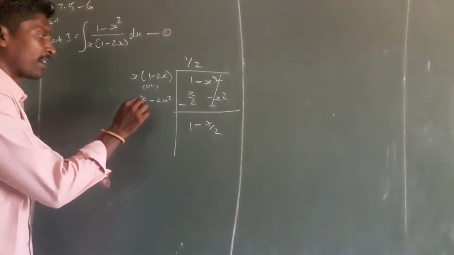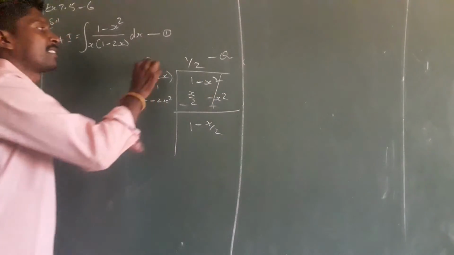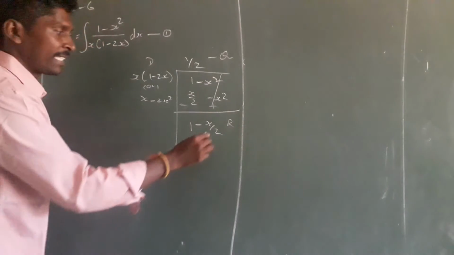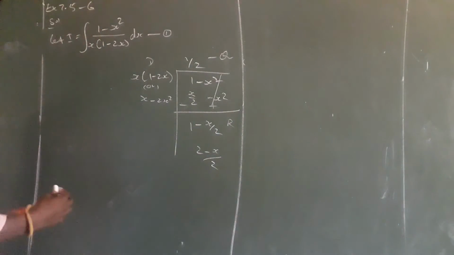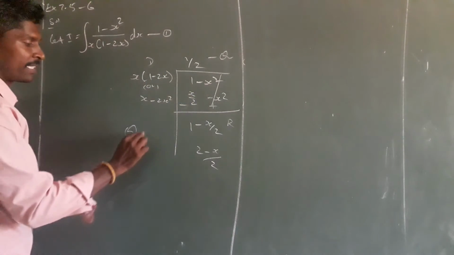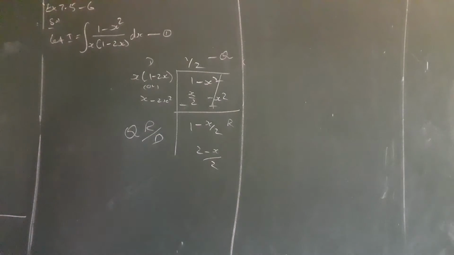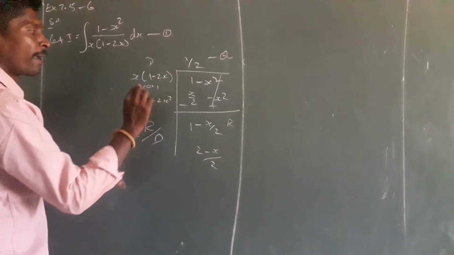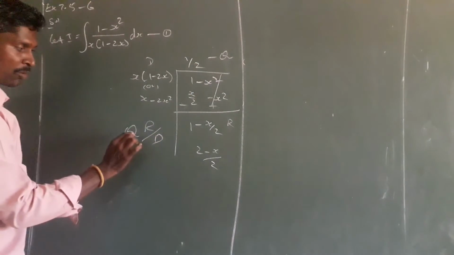So this is the quotient. This is the divisor. This is the remainder. Any mixed number you can write like that: quotient, remainder, divisor. So what is the quotient here? The quotient is 1 by 2.